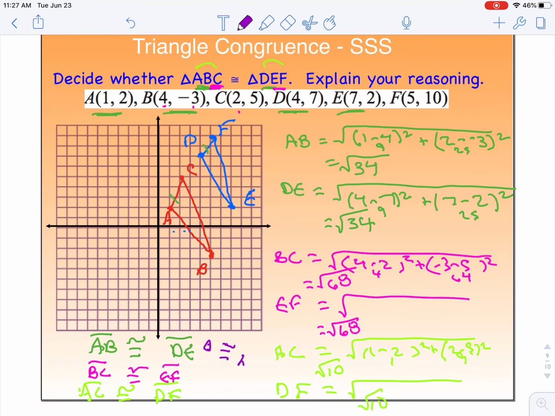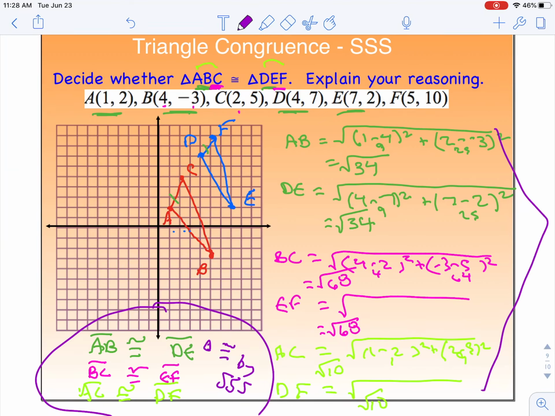So the triangles are congruent by side, side, side. Explaining my reasoning were all of those math steps that I did, and I also verbally explained, but this is the piece that proves it and verifies it. And then this is the math that shows you that they are actually congruent. So that is the end.